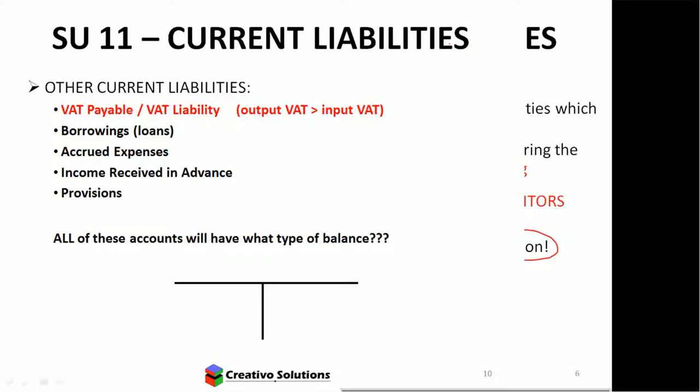Other things: borrowings or loans, accrued expenses, income received in advance, provisions. These are other non-current liabilities. All of these accounts will have what type of balance? Debit or credit? Credit, perfect. And the reason for that is? It's a liability. And liabilities have to follow the rule: plus on the credits.